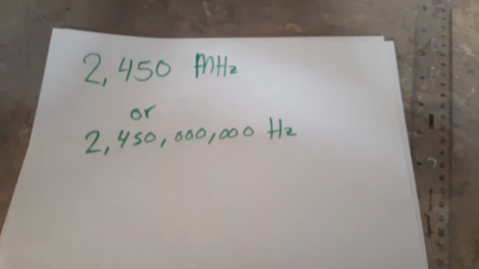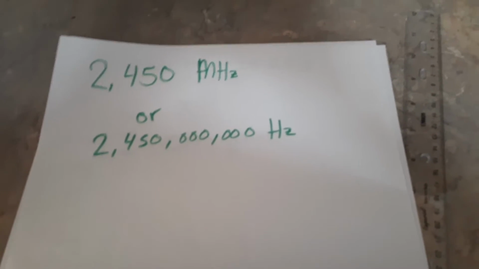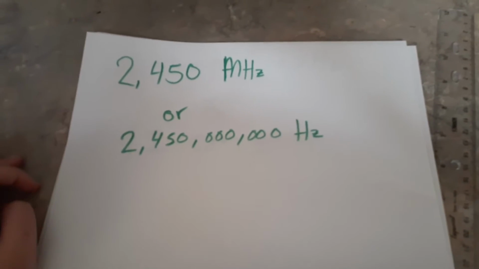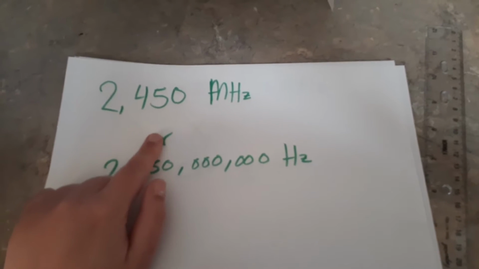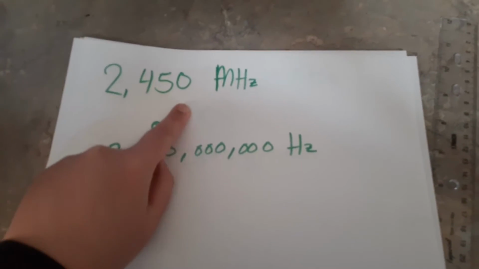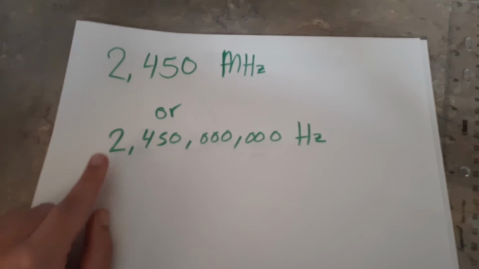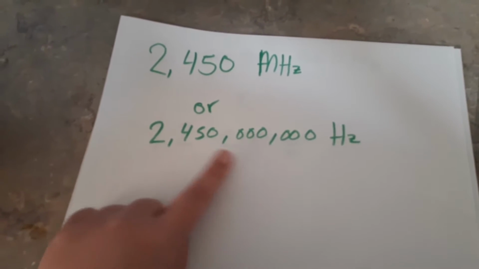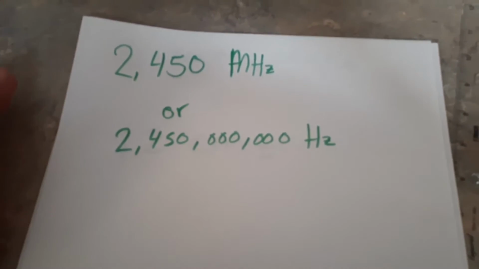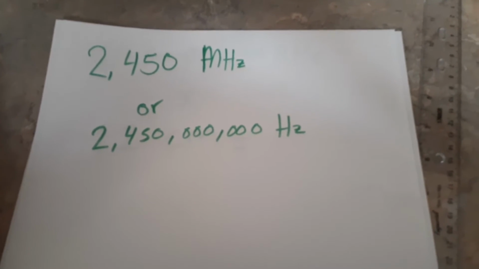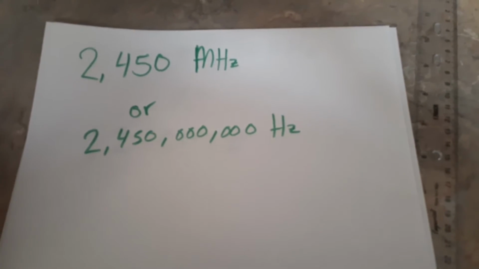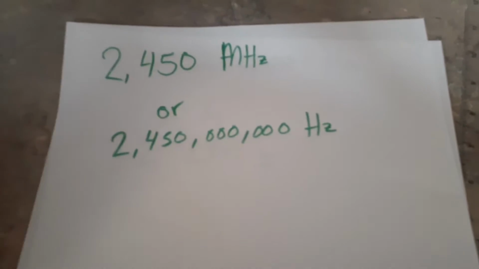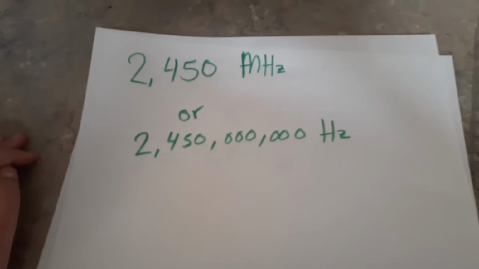We also need to know the megahertz, or the frequency, at which the microwave heats food. Most microwaves have a frequency of about 2,450 megahertz, or 2,450 million hertz. This is what my microwave has. You can find it on your microwave, usually along the back side. I checked mine, and this is what mine was, and this is what they are for most microwaves.